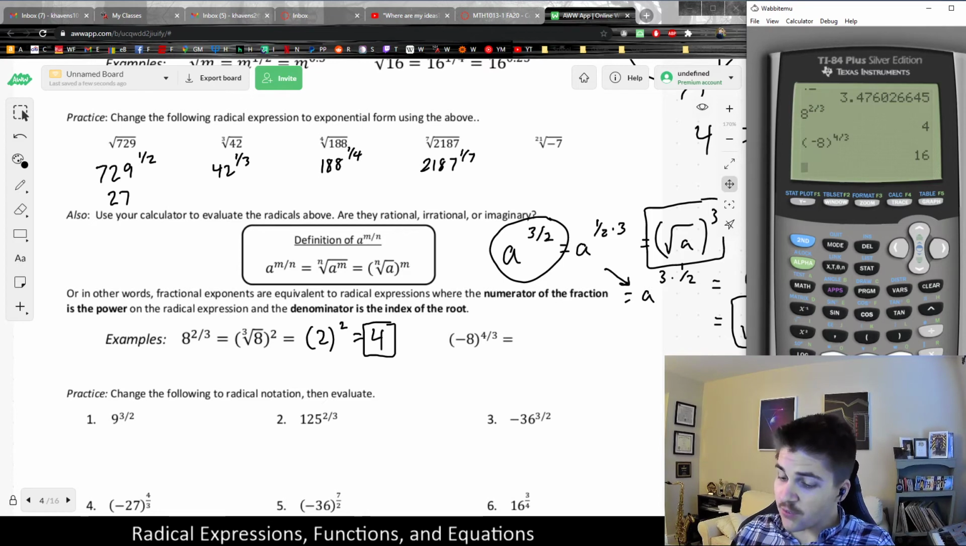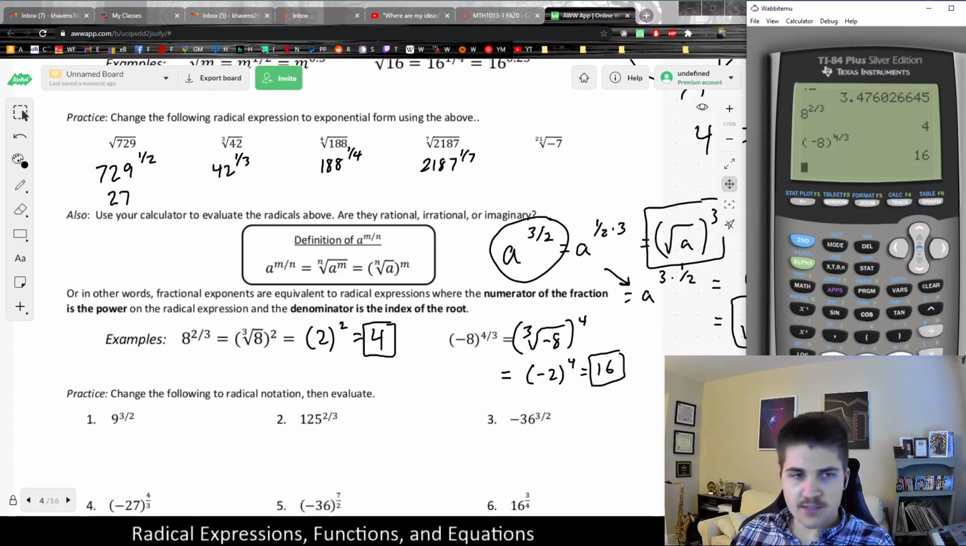And I could always figure that out by thinking about, well, this is equal to the cube root of -8 to the 4th power. And the cube root of -8 is just -2. And -2 to the 4th would just be 16, because it is 4 times, so it always goes back to positive, and 4 2's make 16.